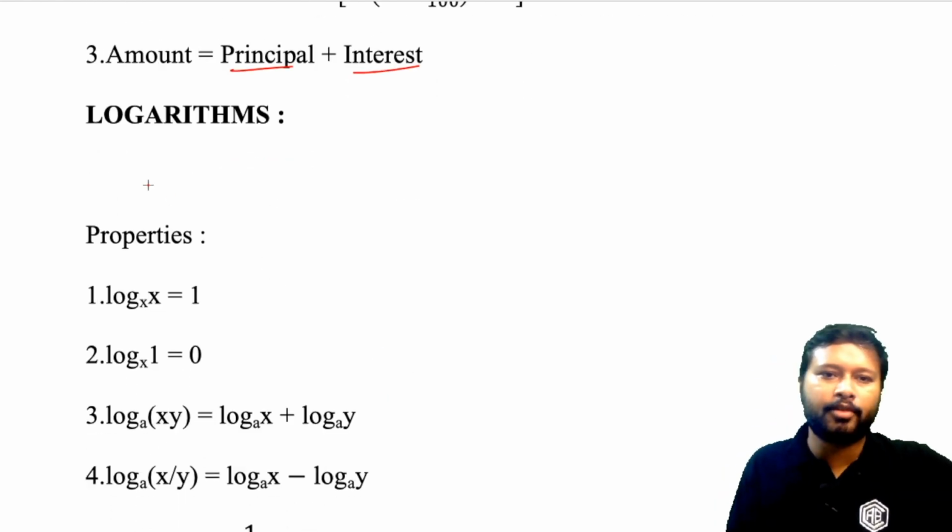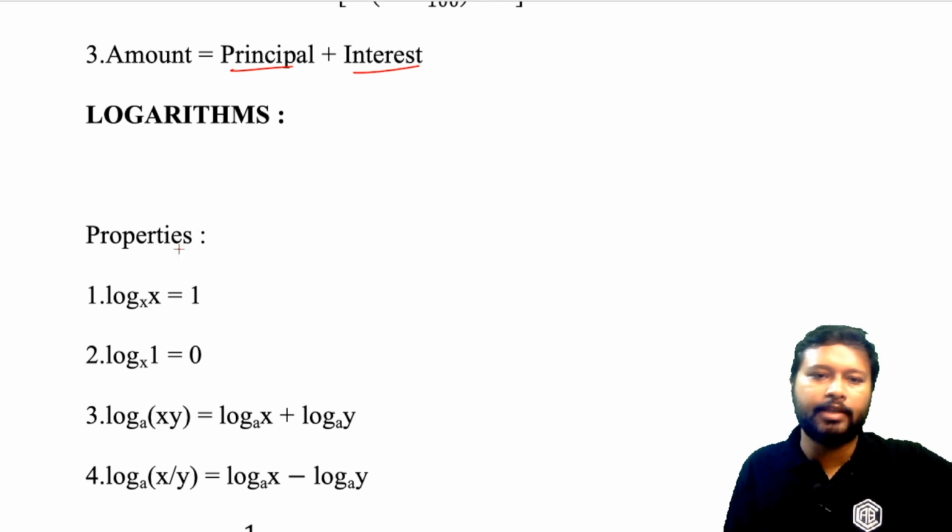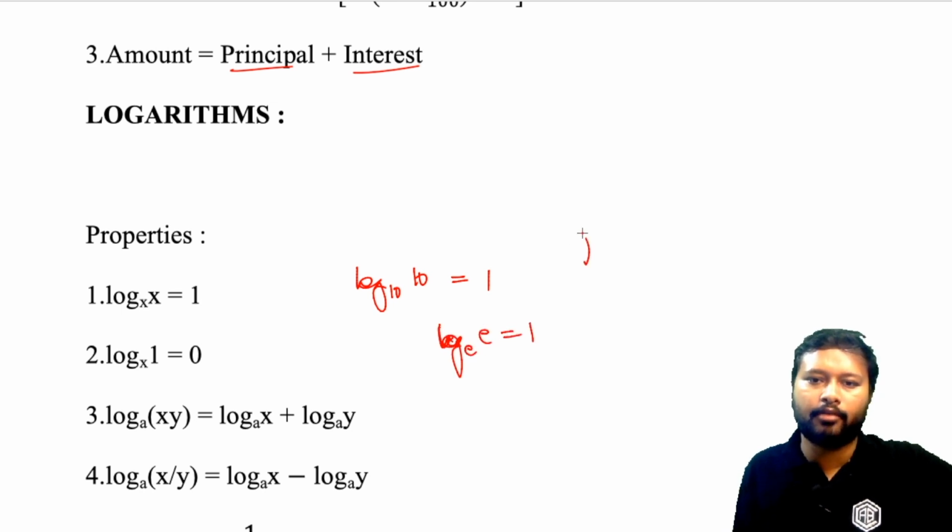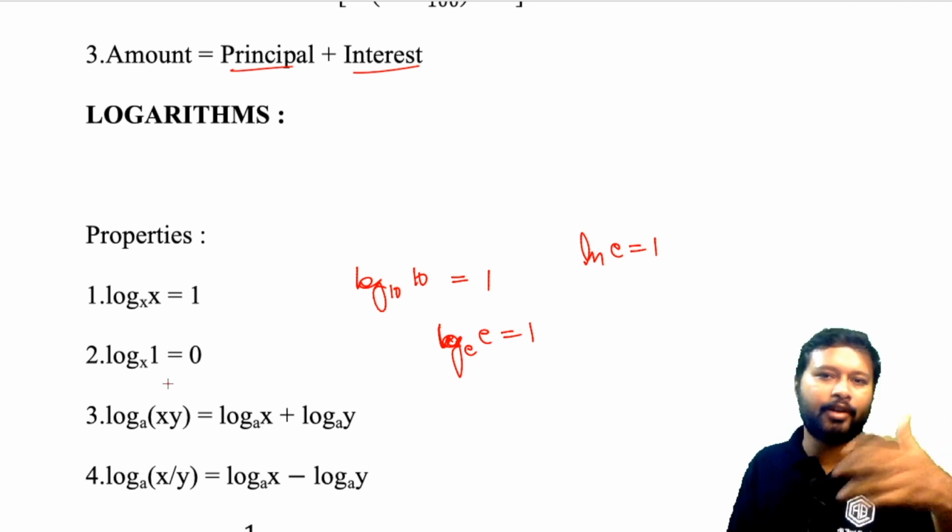Okay, let's look at some logarithmic properties. If you have log x base x, meaning the log base and the number both are the same, it will be equal to 1. So that's why log 10 base 10 is equal to 1, or log e base e is equal to 1, or we also write it as ln e is equal to 1, because ln is natural log base e. Log 1 base x is equal to 0. So log 1 is always 0.